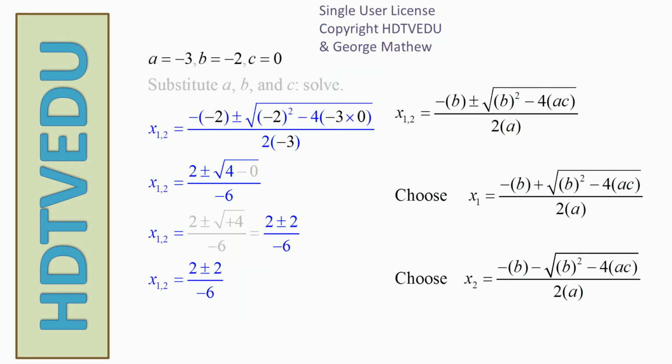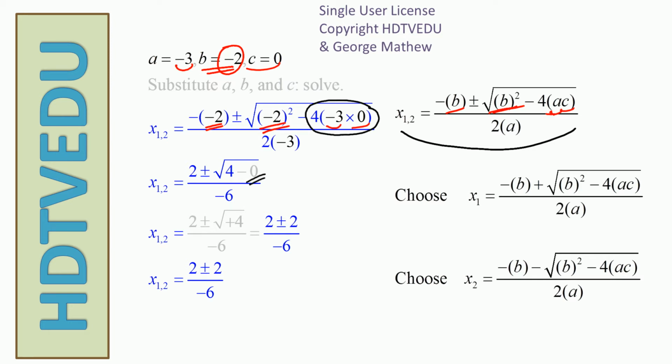So when you substitute for a, b, and c into this equation, what do we get? We get x equals negative b, negative of negative 2. What is b? Negative 2. Plus or minus square root of b squared, and what is b? B is negative 2. Minus 4ac. What is a? Negative 3. How about c? C is 0. So immediately we see that this whole thing will go to 0.